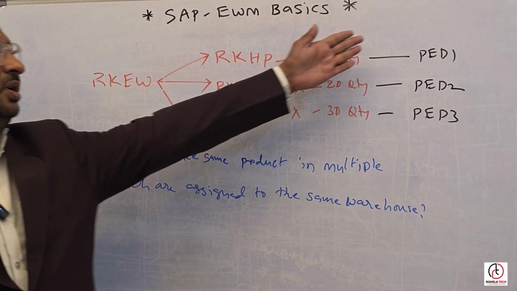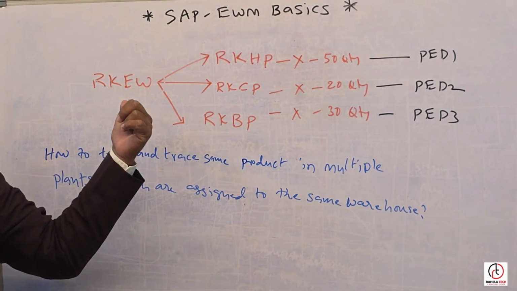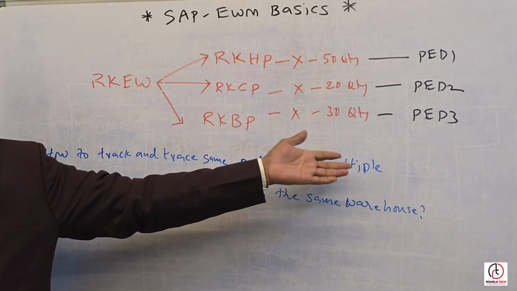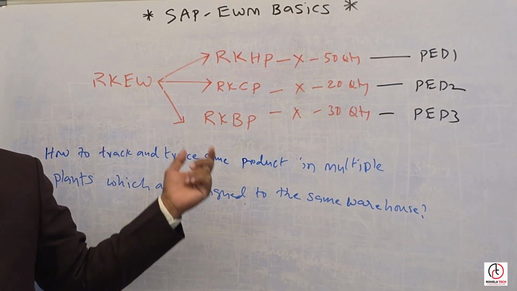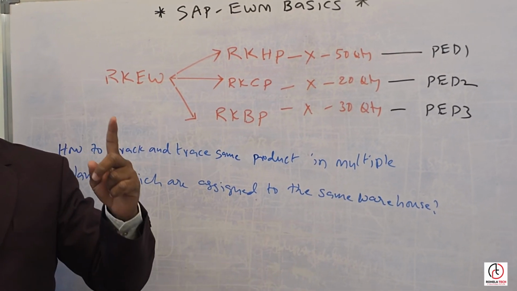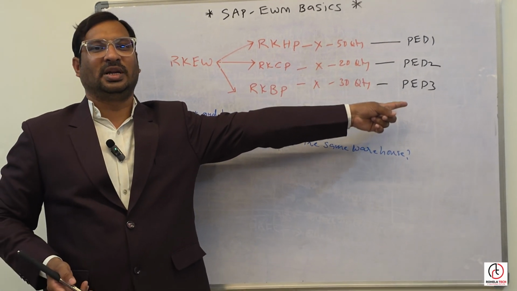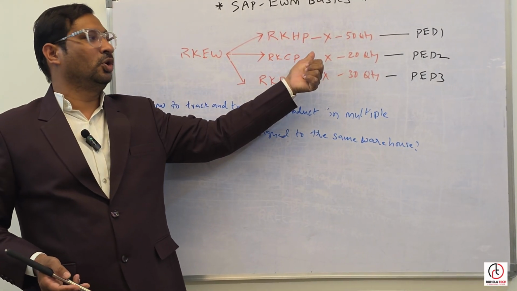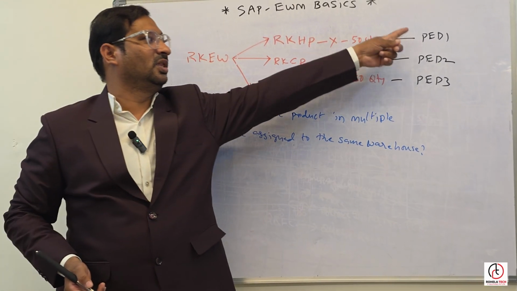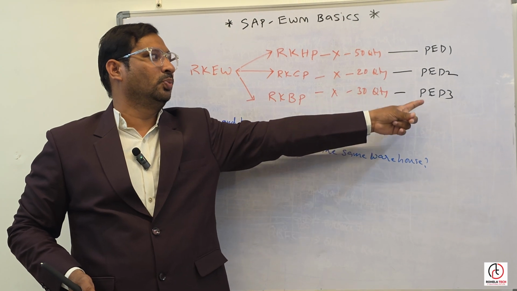But don't assign this PED to the warehouse, since we have multiple PEDs for the same warehouse. While creating the product master, you can create the product master with the PEDs. In this case, we are going to create the product master with three PEDs: PED1, PED2, PED3.